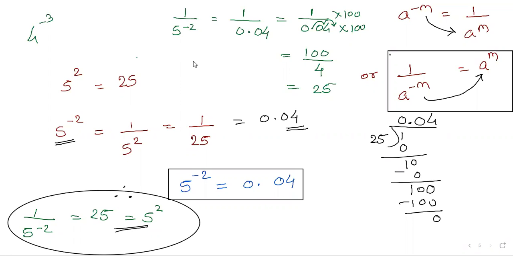Yes, sir. Because 1 upon 5 raised to minus 2 was 0.04. We found out over here, 1 divided by 25 was 0.04. And when you divide 1 by 5 raised to minus 2, you get the answer as 25. So 1 upon 5 raised to minus 2 is 5 raised to 2. Yes or no, children? Yes, sir. So write down.